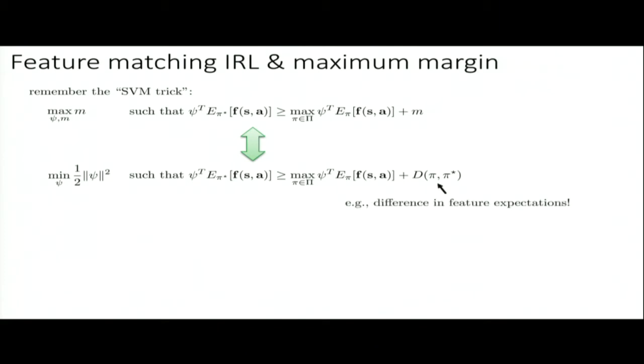And one very reasonable thing to use here is the difference of the feature expectations. So you want to say, I want to find a reward under which the margin is maximized against all the other policies, but maximize it even more for policies that have different feature counts. So if you have a policy with the same exact feature count as the expert, don't worry about that margin. But if you have a policy with a very different feature count, it should look a lot worse under your learned reward than the expert's policy.